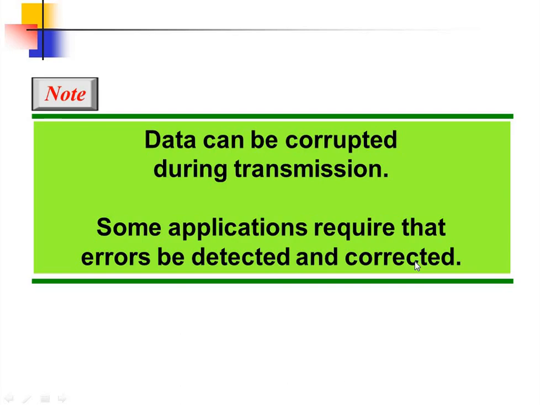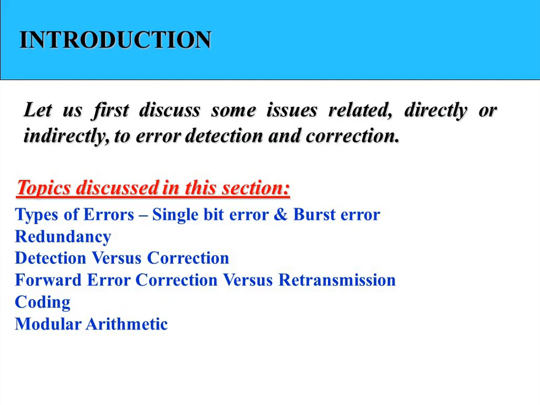So data can be corrected during the transmission, and some applications require errors to be detected and corrected. For that purpose, let us try to understand what kinds of errors there are, what we mean by redundancy, what the difference between detection and correction is, how we can do it, and what the different methodologies are that we can go with.